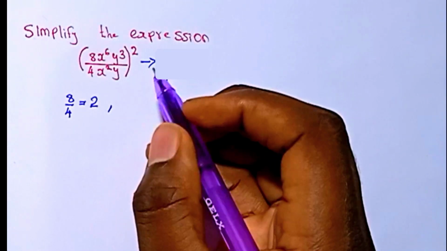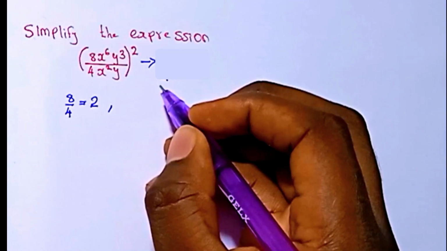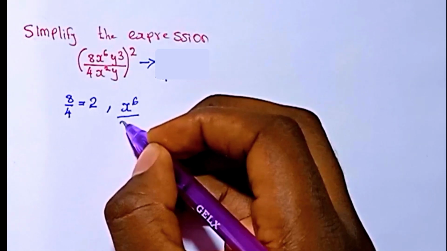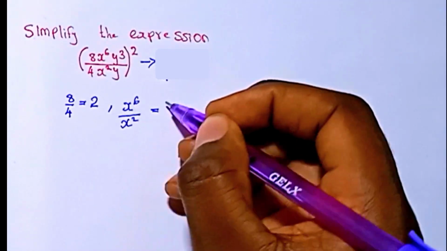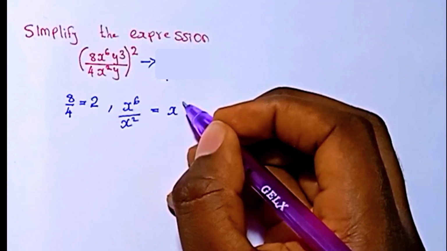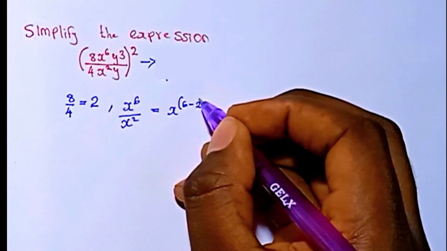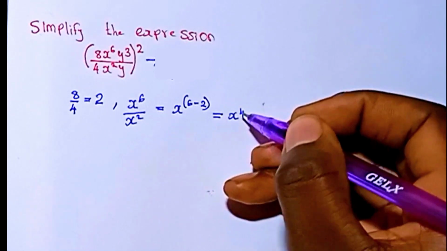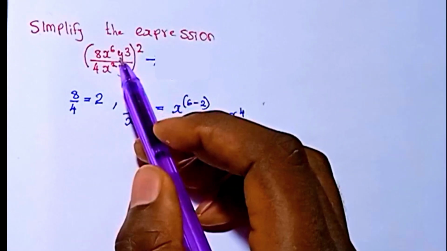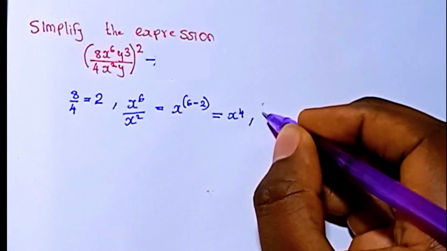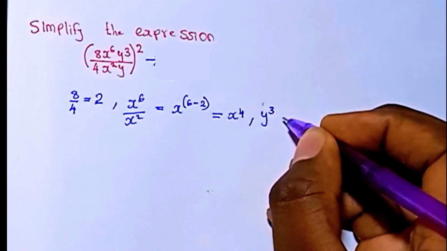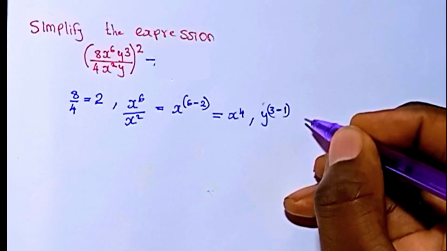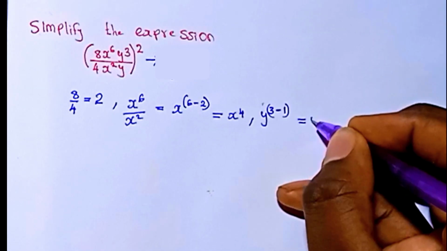Going to the next one, the power: x raised to 6 all over x raised to 2 simply means x to the power of (6 minus 2). So we're going to have x raised to 4. The next one is y: y to the power of 3 minus 1, which is going to be y squared.